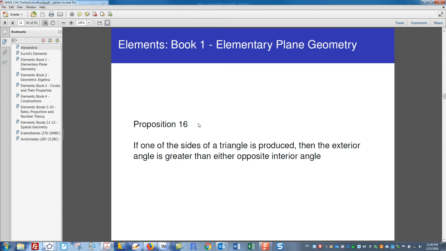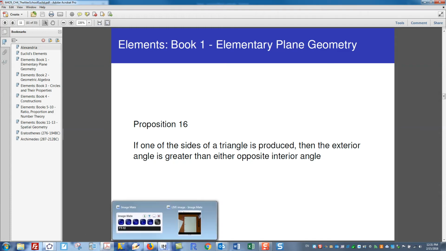Let's try another one. If one of the sides of a triangle is produced, then the exterior angle is greater than either opposite interior angle. So this is Proposition 16. It's about sides of triangles and exterior angles. So let's go ahead and try this one.